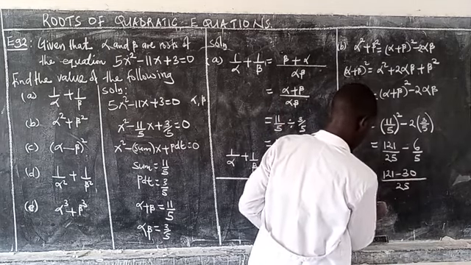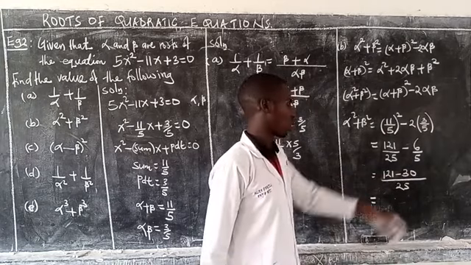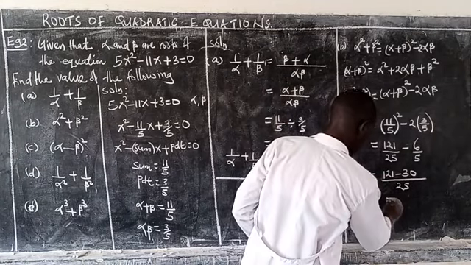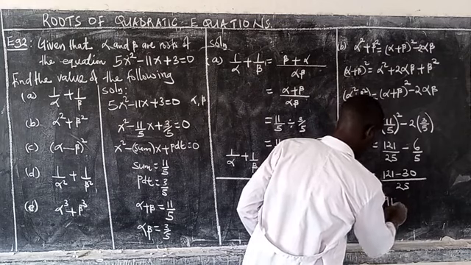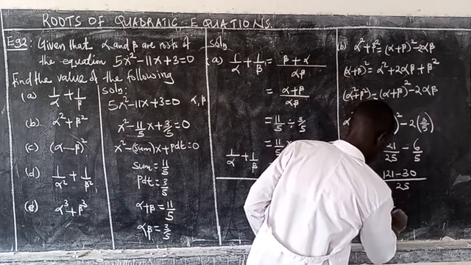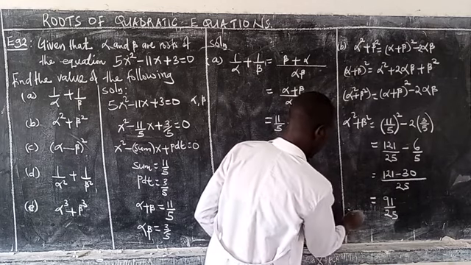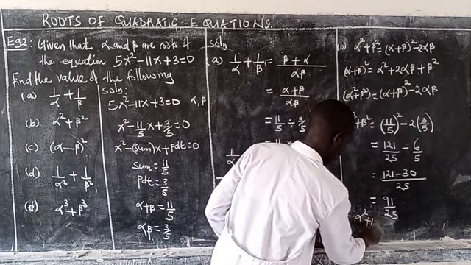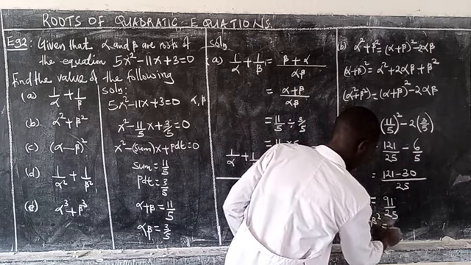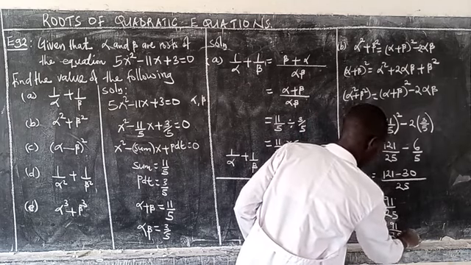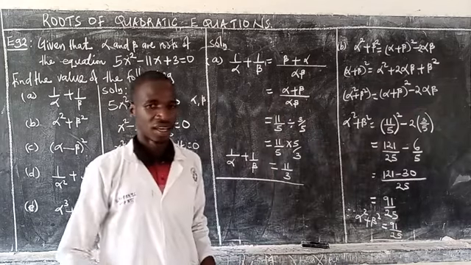Then from there, we say 121 minus 30, that is 91 divided by 25. Therefore, we say our alpha squared plus beta squared is equal to 91 out of 25. This is the answer.